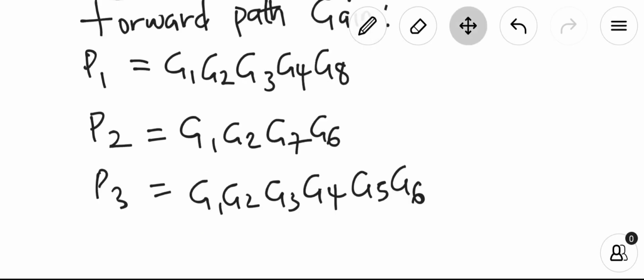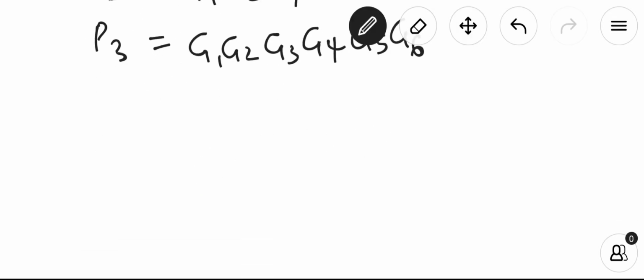Now we can continue. The next thing to find is the loop gains. From the loop gains, you get the determinant, and from the determinant, you can get the cofactor. The loop gains will be explained in depth in the video I'm planning to make. This video is just to solve these questions.